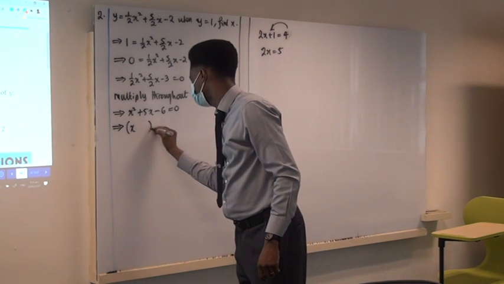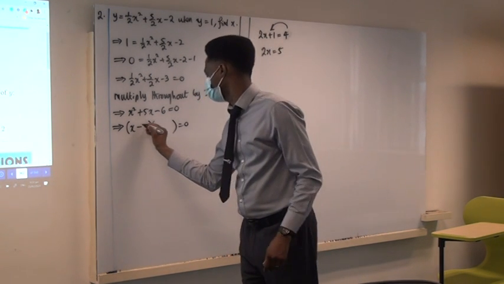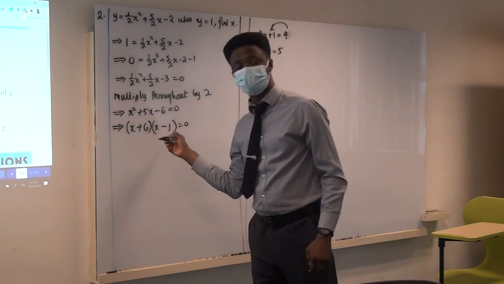Open bracket. X. Plus. Yes. Plus six. And then minus one. Does everybody understand this?